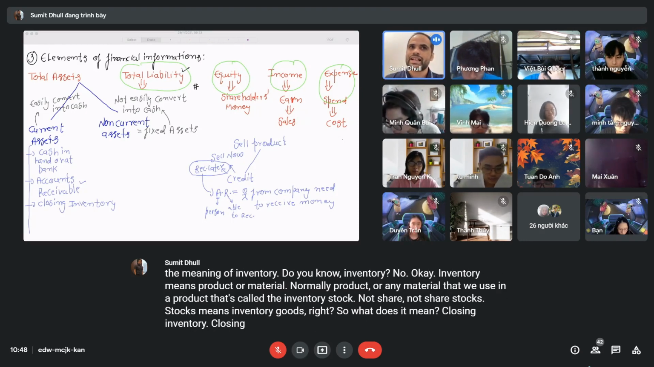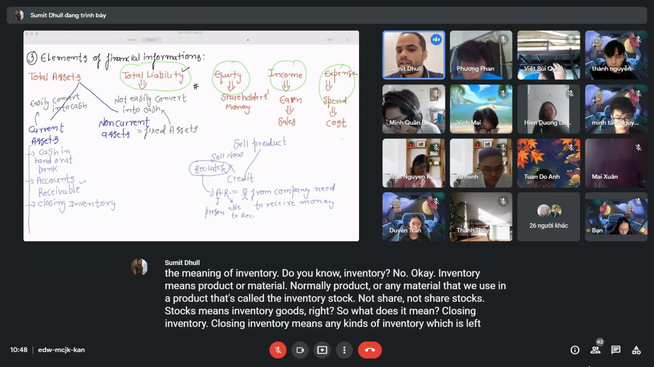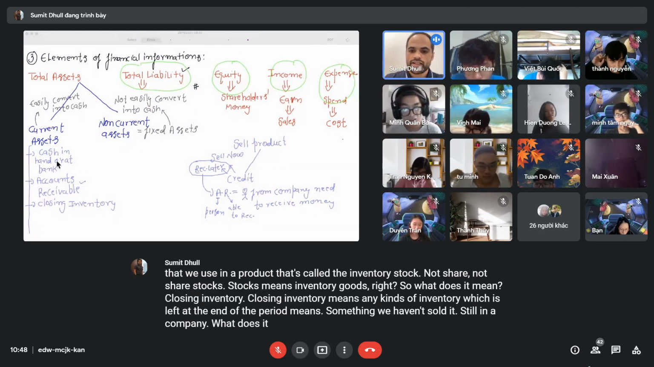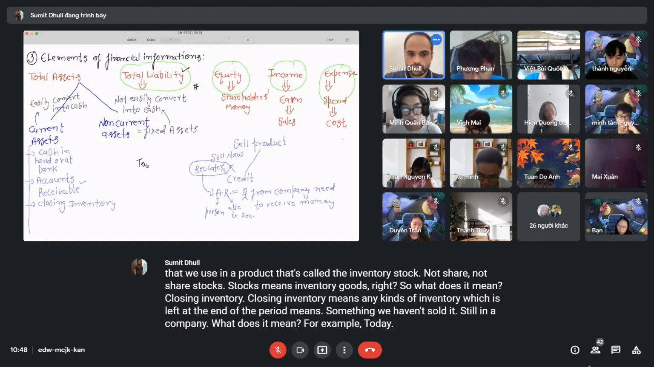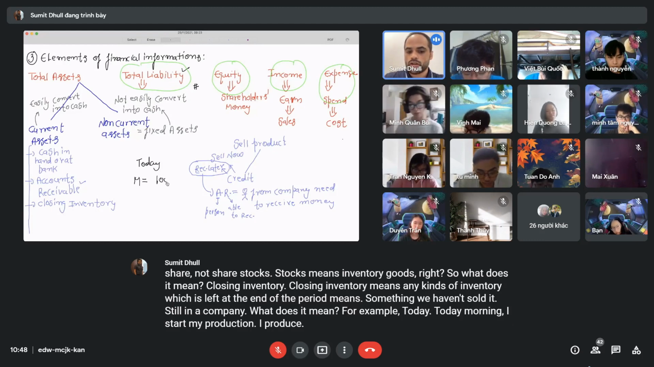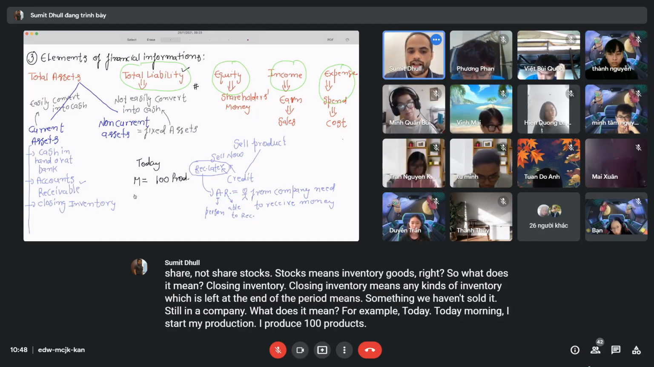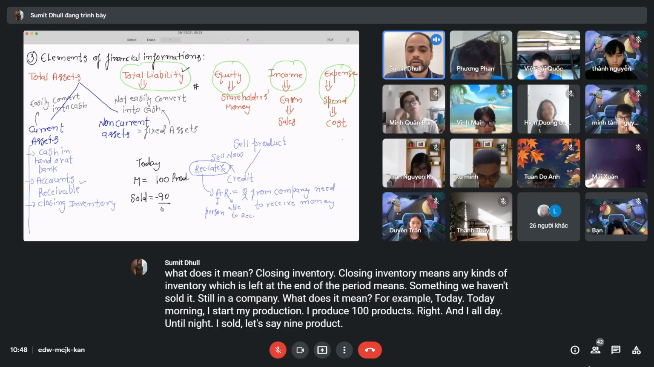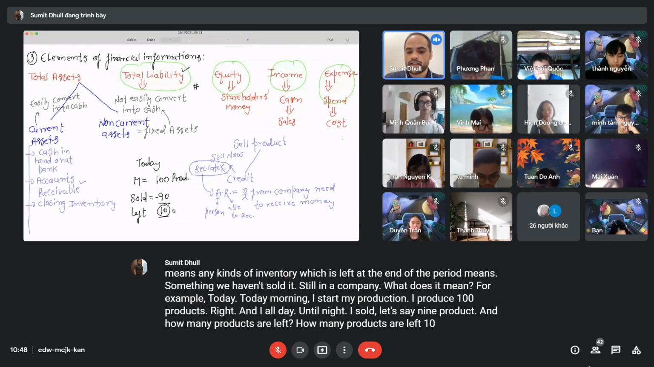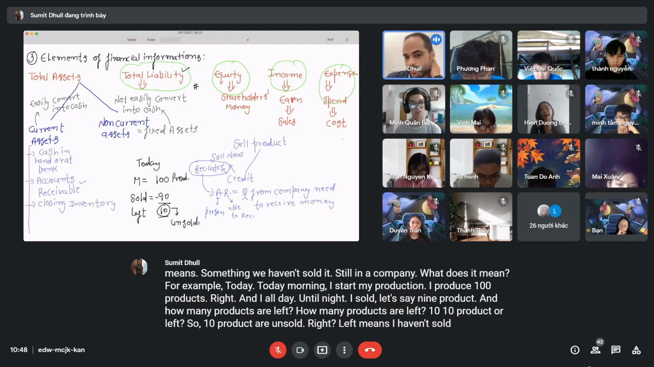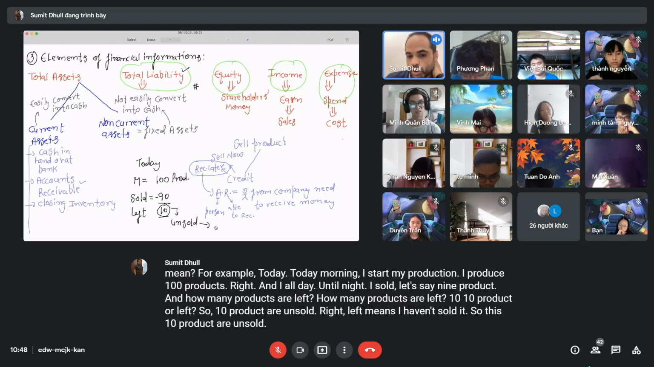Closing inventory means any kind of inventory which is left at the end of the period. It means something we haven't sold, still in the company. For example, today morning I start my production. I produce 100 products, and all day until night I sold, let's say, 90 products. And how many products are left? 10. 10 products are left. So 10 products are unsold. Left means I haven't sold it. So these 10 products become my closing inventory.